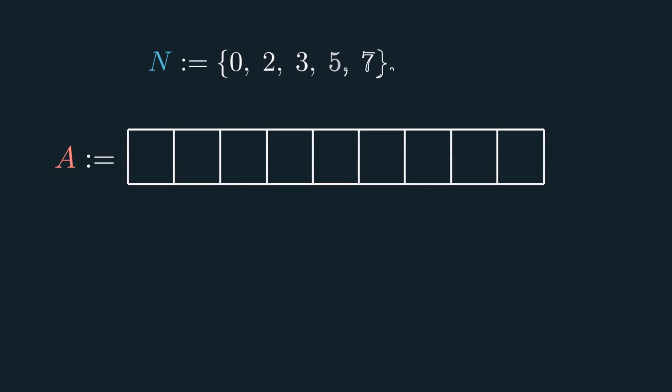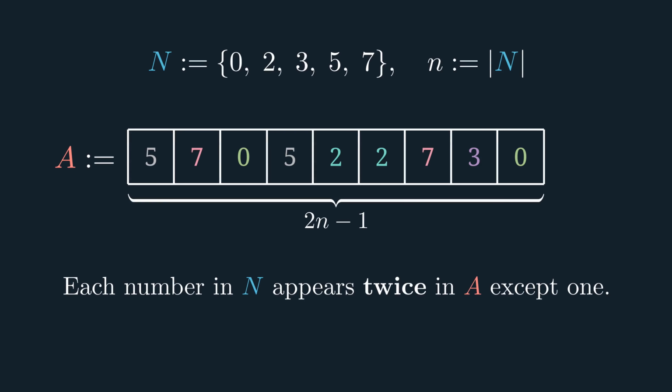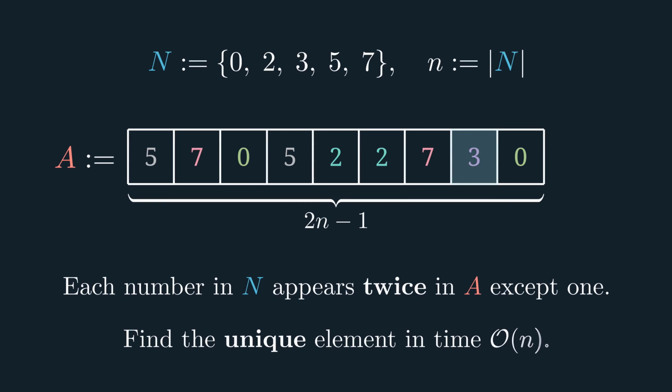Imagine that you have n natural numbers that are all stored inside an array. Each number appears exactly 2 times in the array except for a single number that only appears once. So the length of the array is 2n minus 1. Your task is now to find a unique number in linear time.